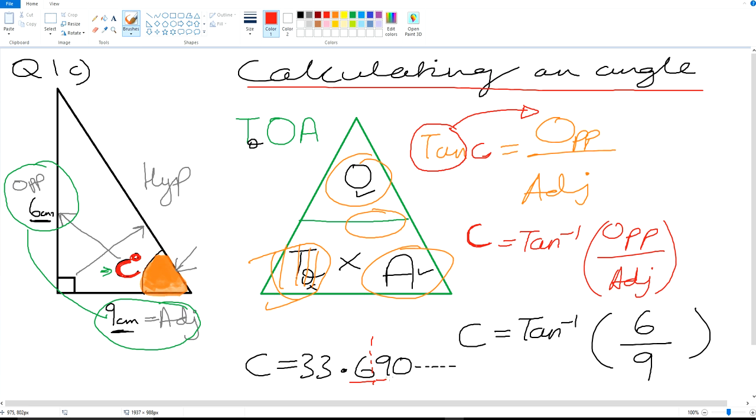We look at the next number, 9. That's telling me to add 1 to the 6. So my final answer will be C is equal to 33.7 degrees, because we're measuring angles. And that's the end of our video. Thank you for being with us.